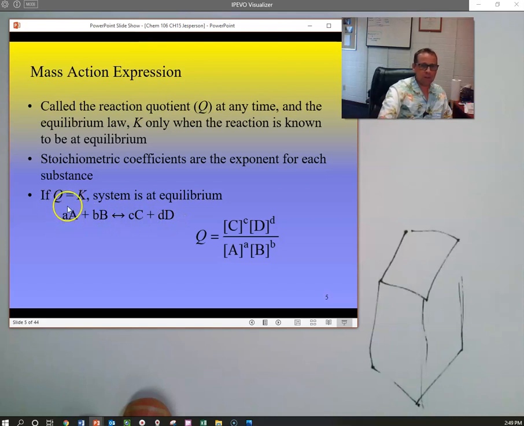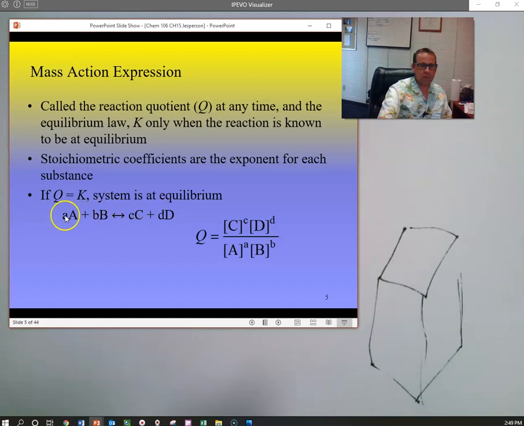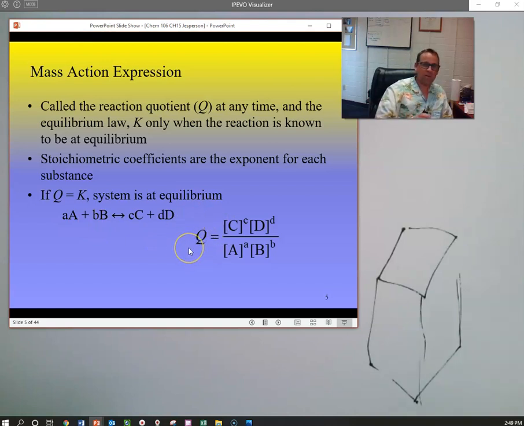The coefficients of A and B and C and D, written as little a, b, c, and d there, I can write what we call a quotient for this reaction by simply putting the concentration of C times the concentration of D over the concentration of A times the concentration of B, or the concentration of the products over the concentration of the reactants, where all of the concentrations are raised to the coefficient for that concentration.